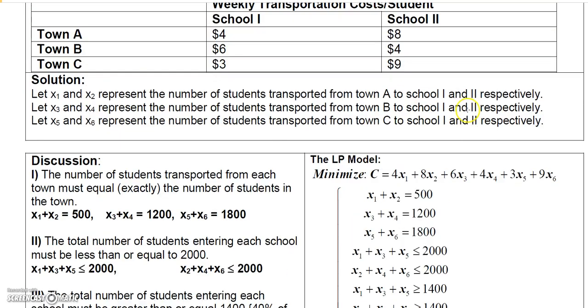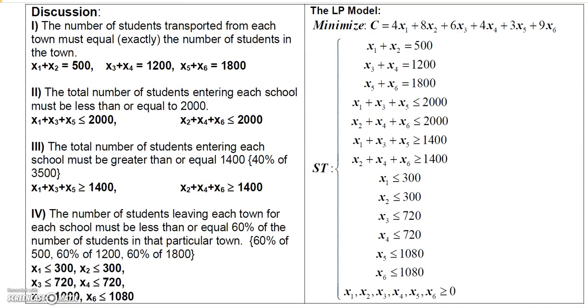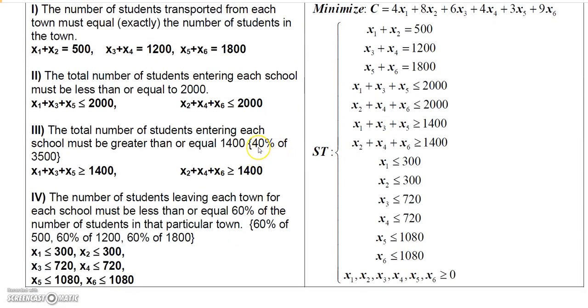We also have another constraint that says each high school must enroll at least 40% of the student population. Well, if you calculate 40% of the student population, if you add up the total number of students, 500 plus 1,200 plus 1,800, you get 3,500 students. And so 40% of the total 3,500 would be 1,400. So that tells me that the number of students going into school 1, x1 plus x3 plus x5, must be at least 1,400, which is greater than or equal to 1,400, and the number of students going into school 2 must be at least 1,400, and that would be x2 plus x4 plus x6.